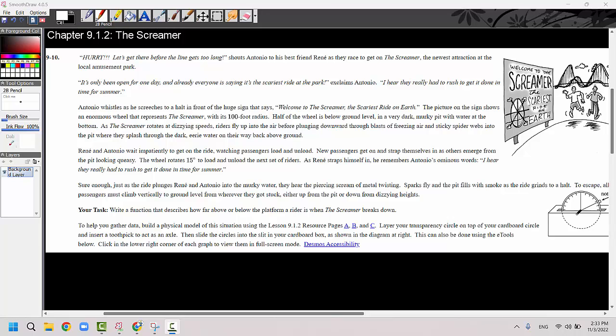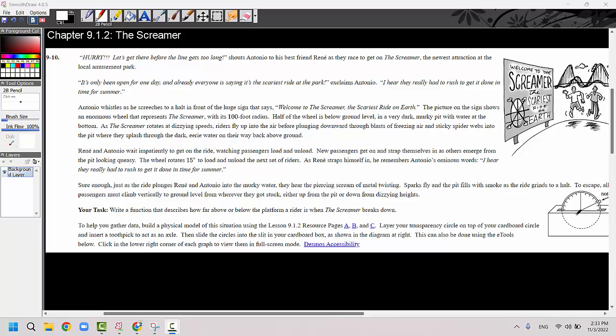In today's episode, we're going to be discussing chapter 9.1.2, which is called The Screamer. Now, of course, the screamer isn't exactly in and of itself a mathematical topic, but we're going to use this Ferris wheel type ride as a means to show you what we're supposed to show you as a concept in this chapter here. So I'll go and read the first little bit for you.